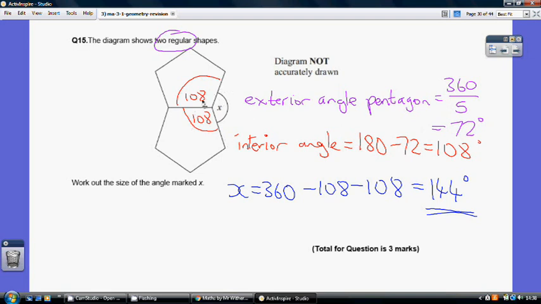Now angles about a point add up to 360, so X must be 360, take away 2 lots of 108, which is 144 degrees.